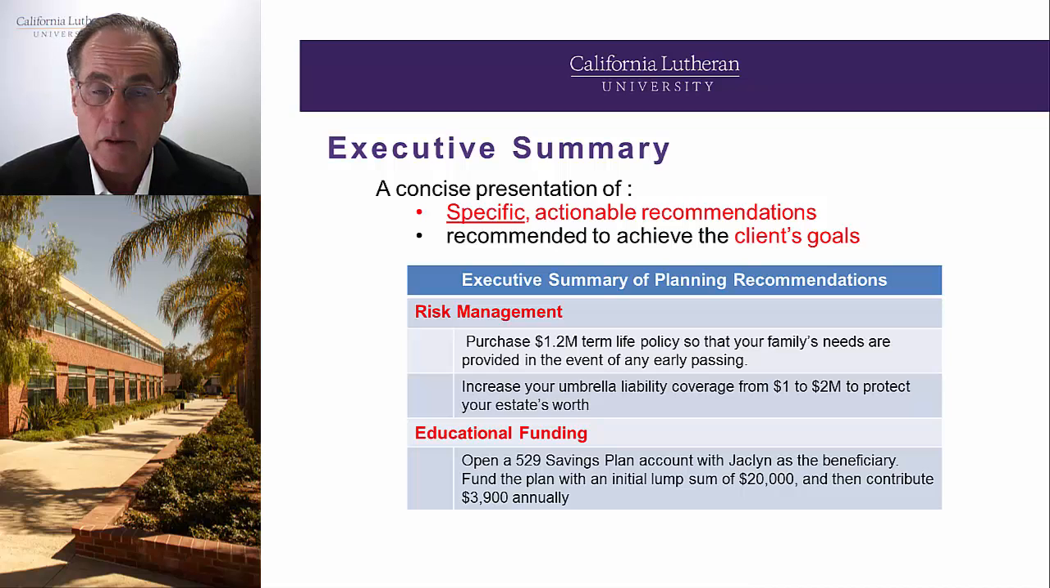Risk management. Purchase a $1.2 million term policy so that your family needs are provided in the event of early passing. And increase your umbrella liability coverage from $1 to $2 million to protect your estate's worth. Educational funding. Open a 529 savings plan account with Jacqueline as the beneficiary. Fund the plan with an initial lump sum of $20,000 and then contribute $3,900 annually.